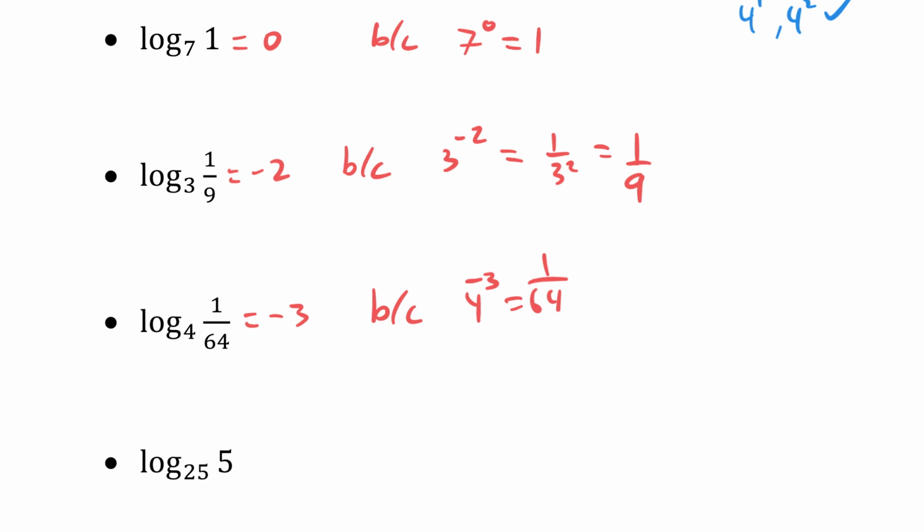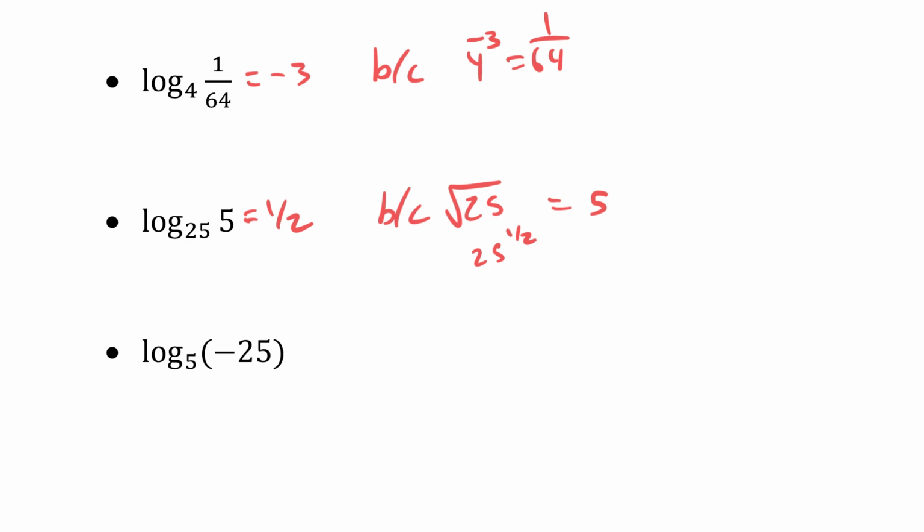All right, here's another fun one. Log base 25 of 5. Now, if you think about powers of 25, you're like, I don't know how I'm going to get 5 from a power of 25. But the answer is 1/2. Because how do you get 5 from 25? You square root 25, which is the same as 25 to the power of 1/2, rewriting that square root as an exponent.